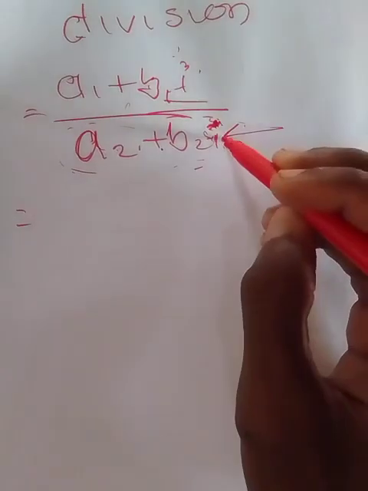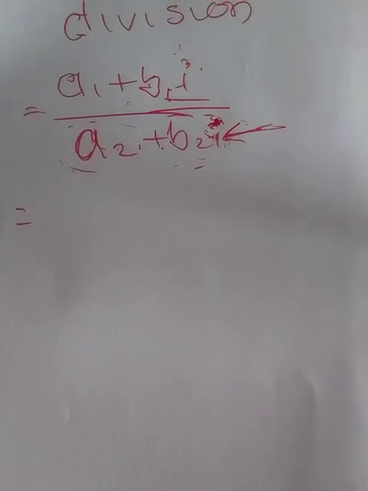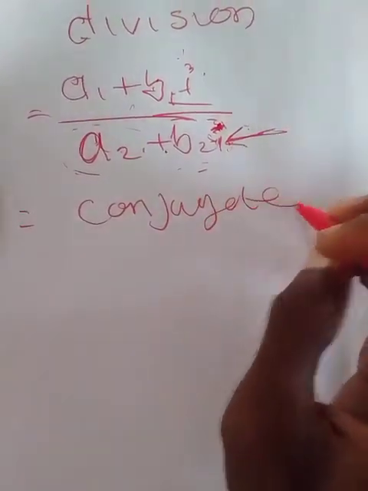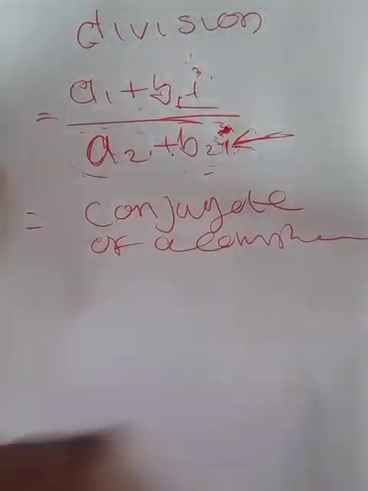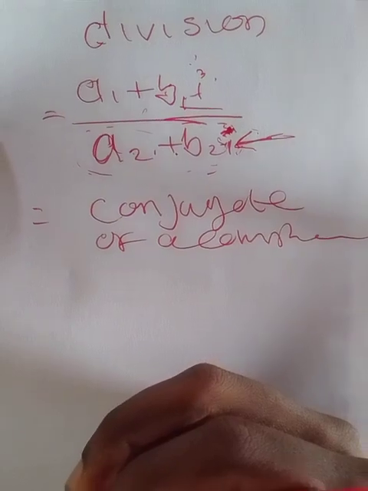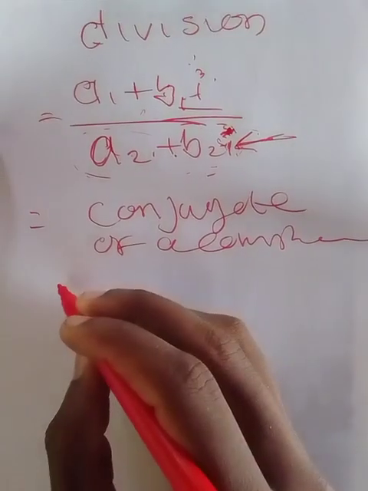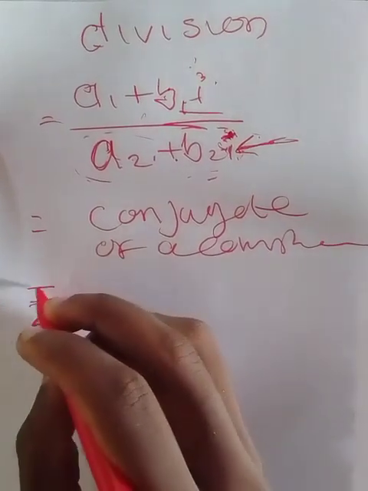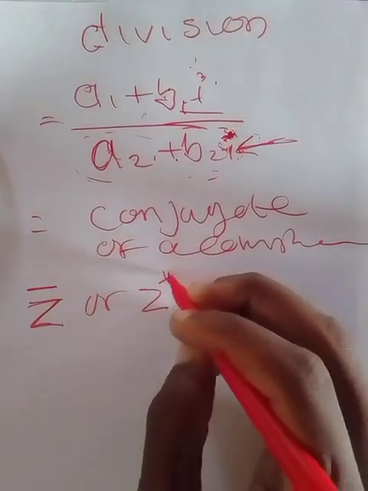Before I go any further, let me talk about the conjugate of a complex number. How do you find the conjugate of the complex number? First of all, the conjugate of the complex number is represented by two symbols. The first symbol is the letter z with a straight line above it, or the letter z with an asterisk. At your level, you don't use this unless you further your studies.